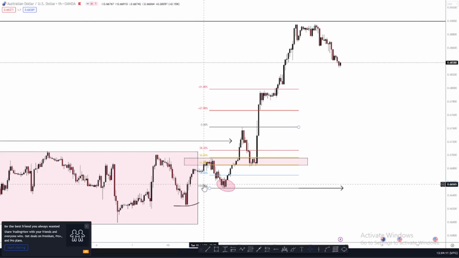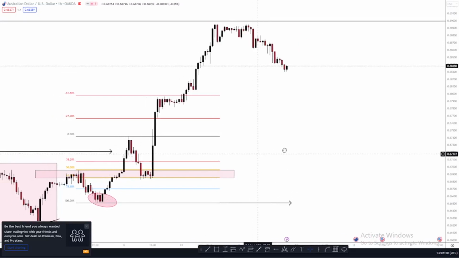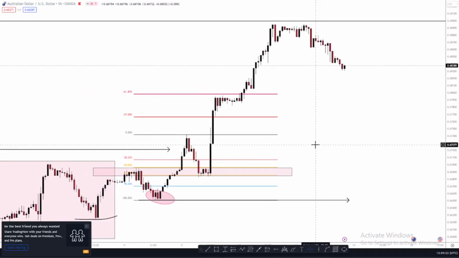So after price comes back to retest our golden zone, what next do I wait for? I wait for a candlestick confirmation. And looking at this candlestick formation right here, what do we see? We see a morning star candlestick confirmation. We see this bearish candle, this doji, and this bullish candle.